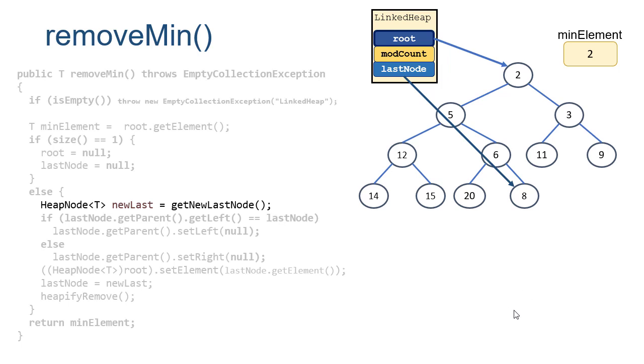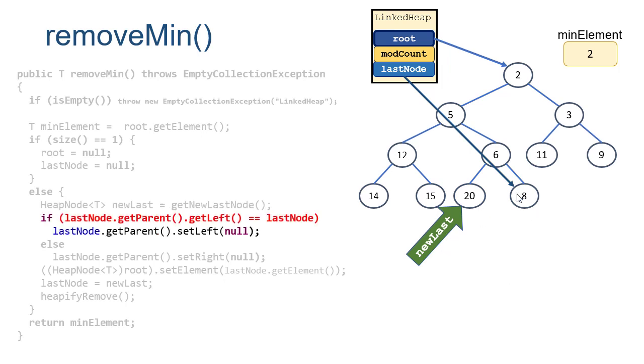The first thing is we're going to find the new last node, and we're going to call that new last. So that would be this node. Notice it's to the left of our original last node, and we're going to set the new last reference equal to that node. Now here, this node is not the left child of its parent. That's what this checks. Last node get parent get left gets the left of last node's parent, and then this checks to see is it the same node. It's not in this case, so we go to the else case and we set the parent's right to be null. So that erases this link.